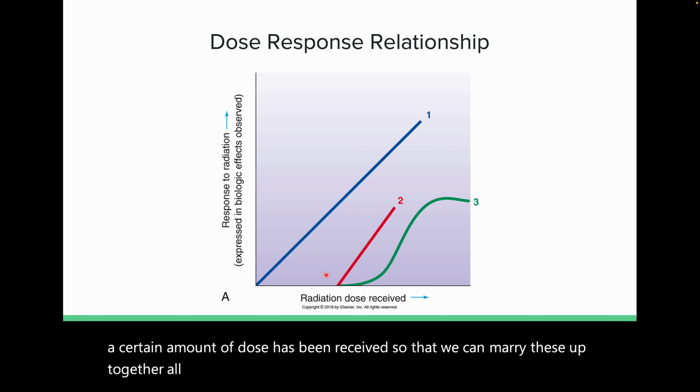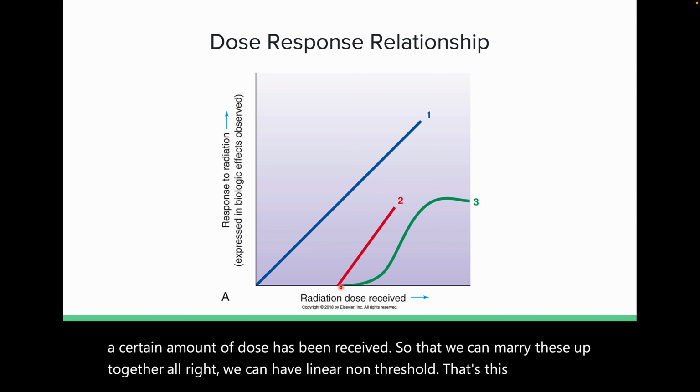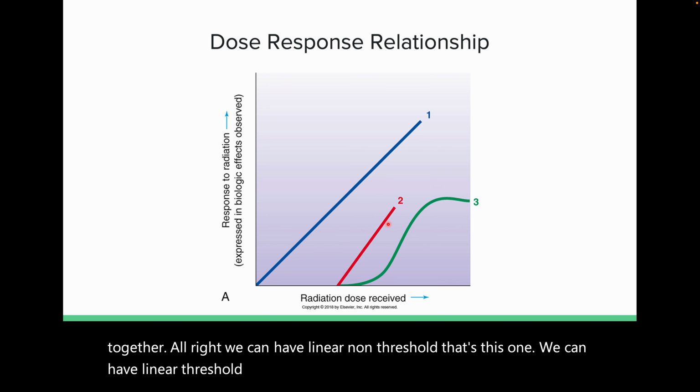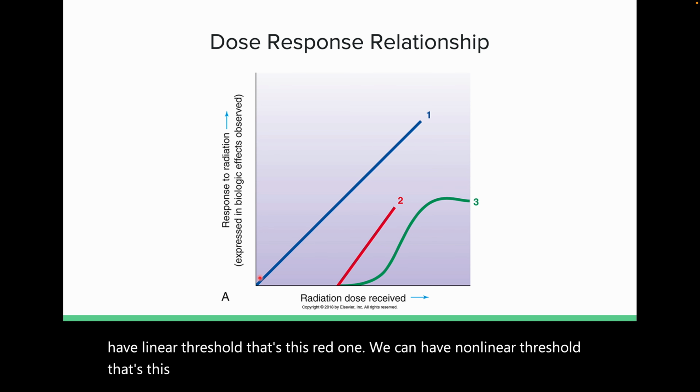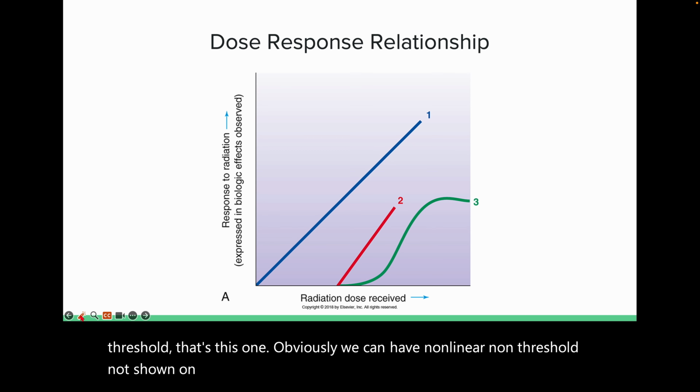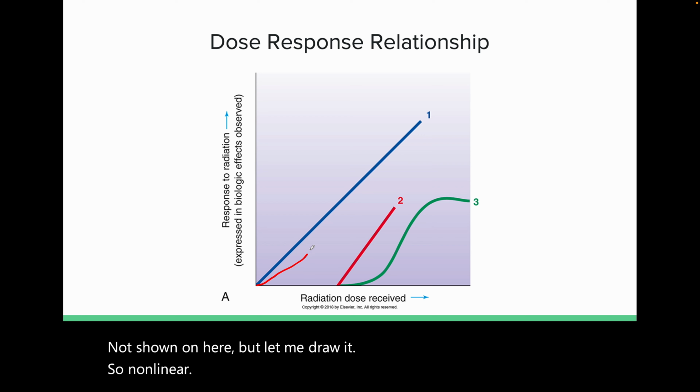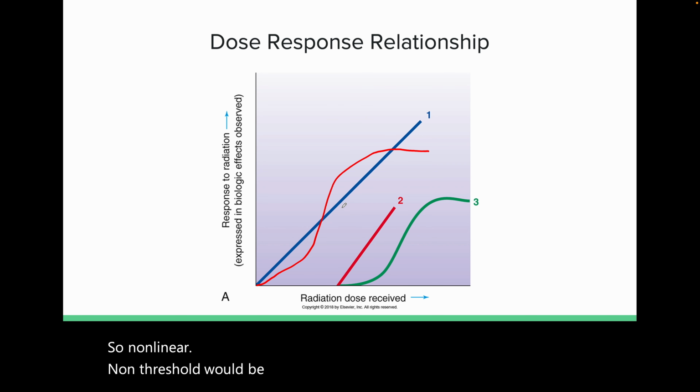We can have linear non-threshold, that's this one. We can have linear threshold, that's this red one. We can have non-linear threshold, that's this one. Obviously, we can have non-linear non-threshold, not shown on here, but let me draw it. So non-linear non-threshold would be a curve that starts right at zero.